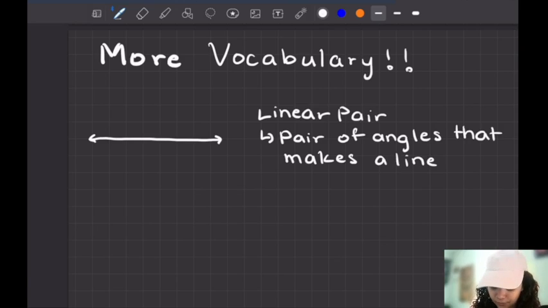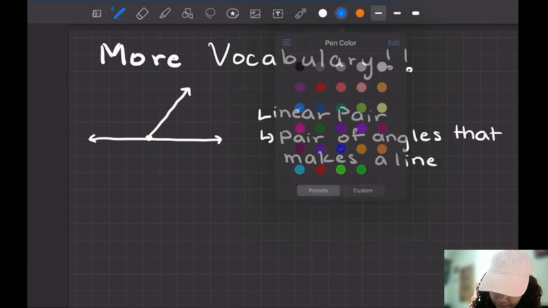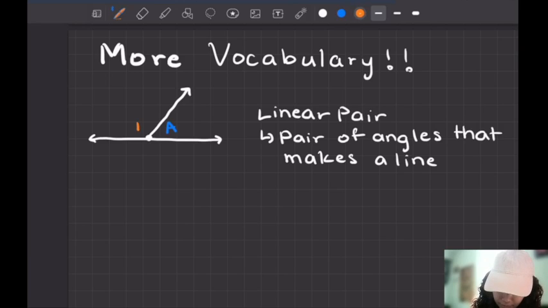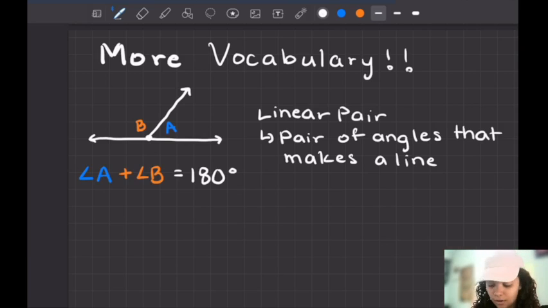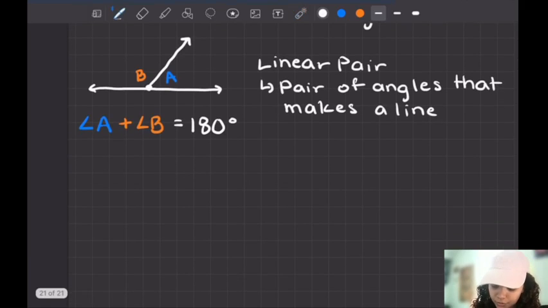Linear pair, very simple. So for example, we know from our last video that an angle has two rays joined by a common endpoint. So this right here is going to be angle A, let's say, and then this one over here is going to be angle B. So those two angles, when I add them together, since they're a linear pair, angle A plus angle B is going to equal 180 degrees. Because remember from last video, we talked about how a straight line measures 180 degrees and a right angle is 90 degrees. We talked about that last time. So that's a linear pair.